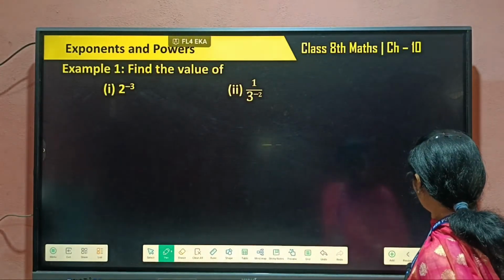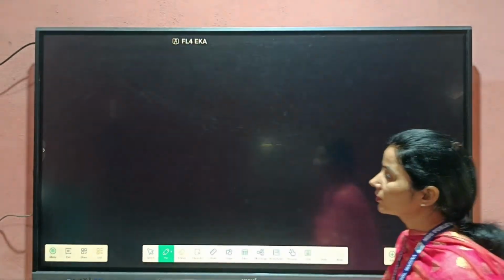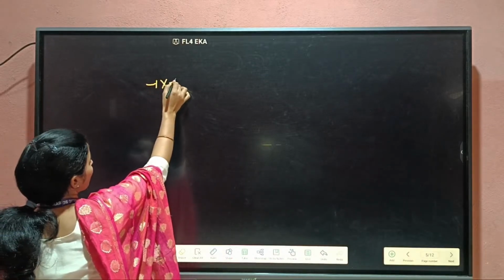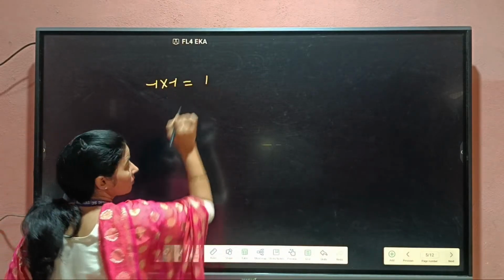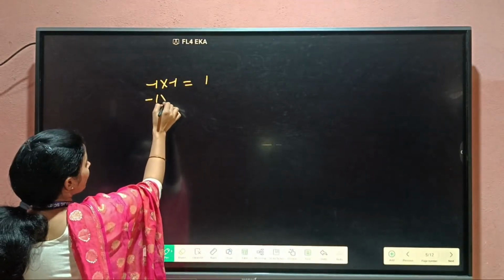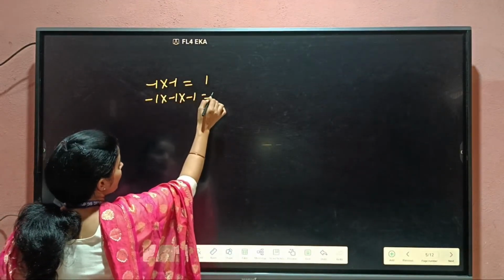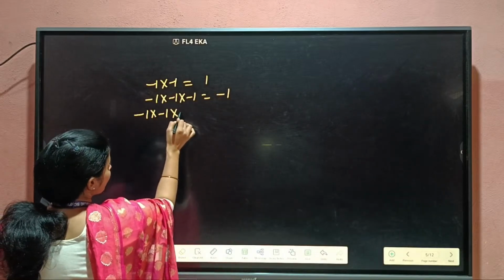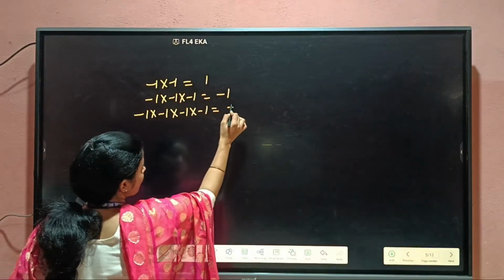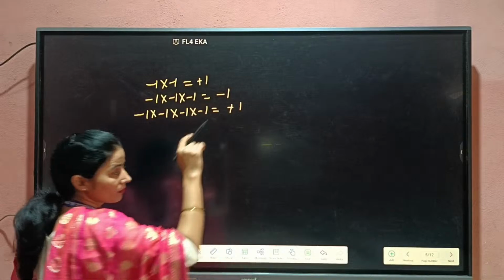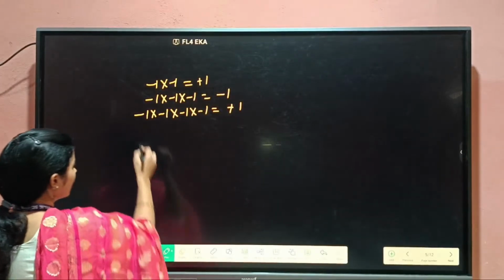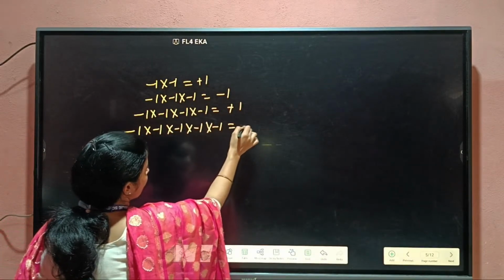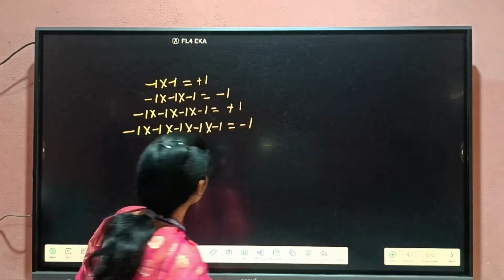Next is, consider one example. Minus 1 into minus 1, answer is plus 1. Minus 1 into minus 1, again minus 1, answer is minus 1. Minus 1 into minus 1 into minus 1 into minus 1, answer is again plus 1. There, plus 1, minus 1 and plus 1. Similarly, minus 1 into minus 1 into minus 1, then again minus 1, minus 1, then answer will be minus 1.